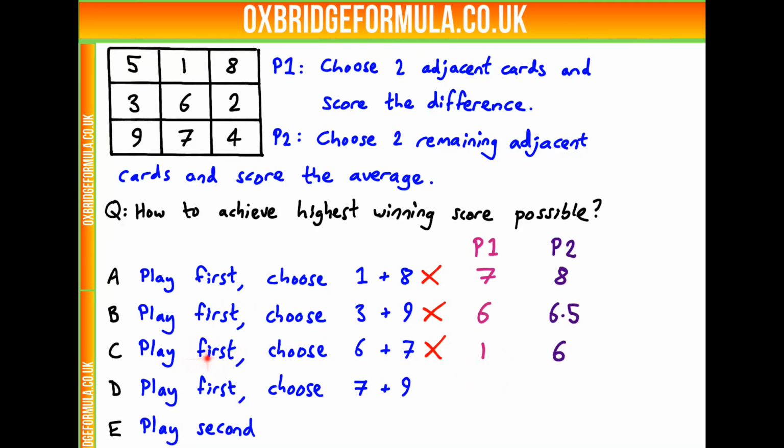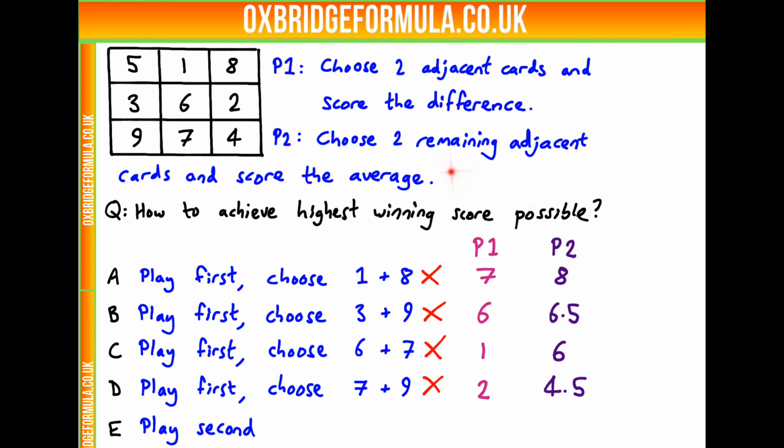Now for our fourth option, what's our score if we play first and choose 7 and 9? The difference between 7 and 9 is 2. And if we take off 7 and 9 from the table, can we beat a score of 2? Well, again, there are a number of options. If we choose 3 and 6, we get a score of 4.5. So we've beaten this, and therefore this isn't guaranteed to be a winning score, so we can't choose this option.